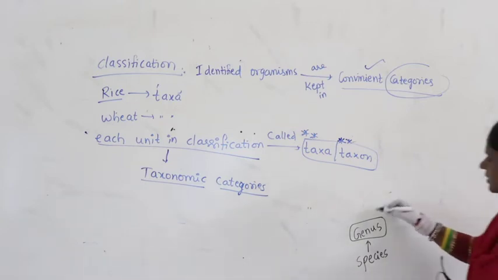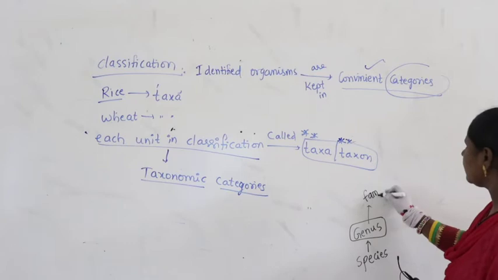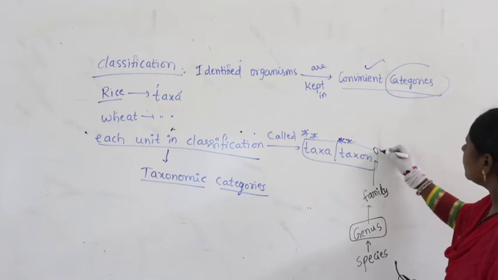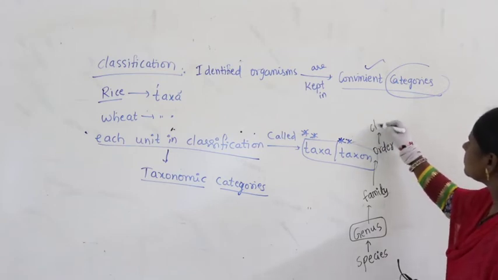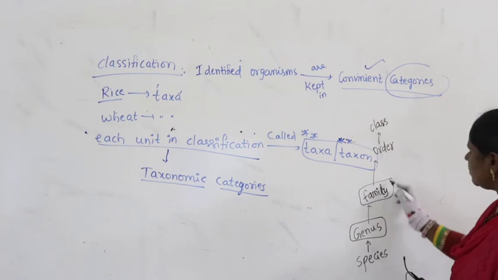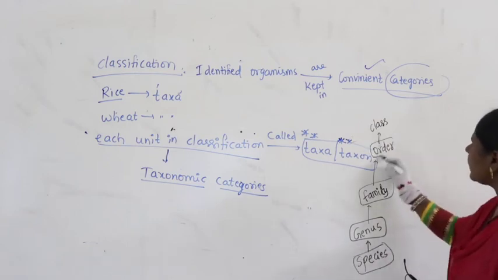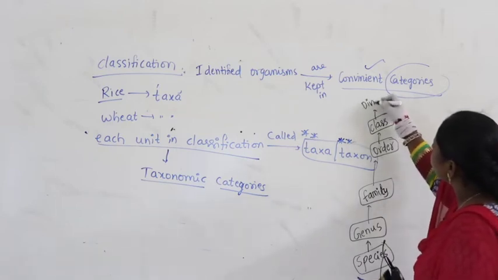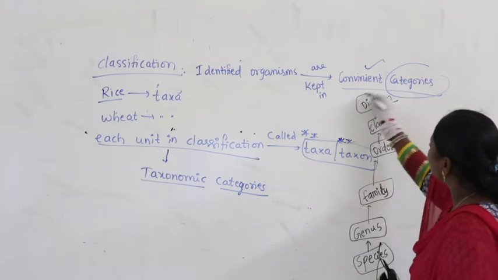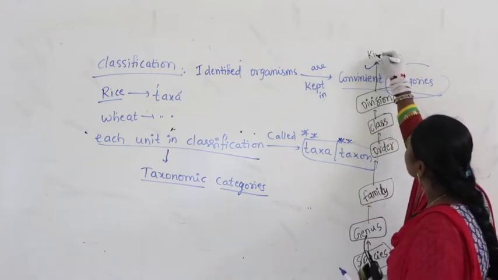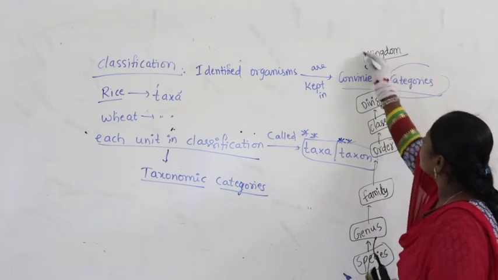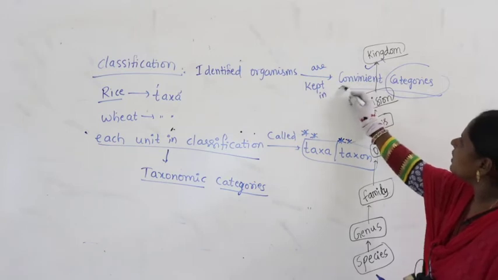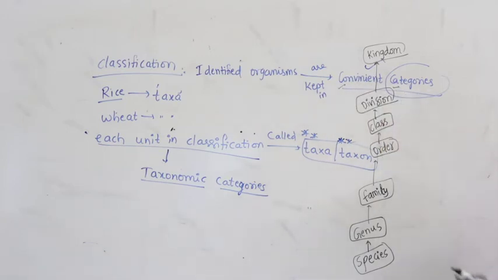followed by family, then it has its own order, then class, right. So each one itself is called a category: class, then finally it comes under division, and then we fall into what is called kingdom. So now I hope identified organisms are kept in convenient categories. These are the categories. Okay.